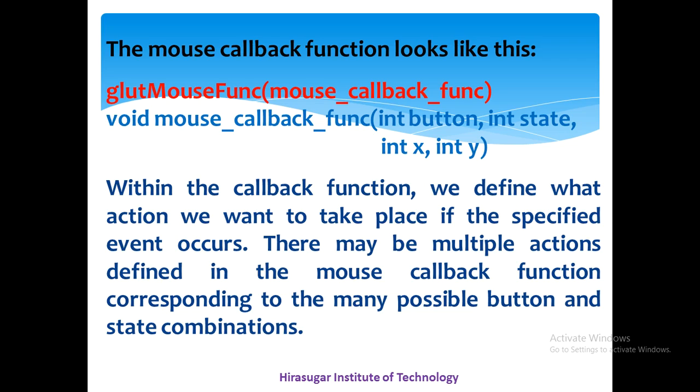These are the return types of this callback function. First is the button: which button, and in which state you want to use it, during press or during release. Then, by default, at the point when you press the mouse, the x and y coordinates of the cursor will be returned to your program. Then you use these in your program and write code for what you want to do with them. Within the callback function, we define what action we want to take place if the specified event occurs.